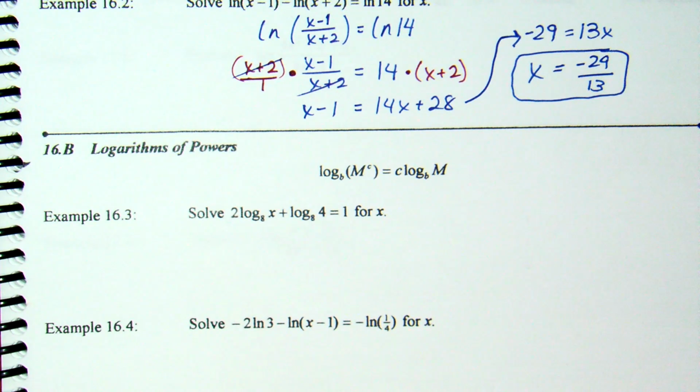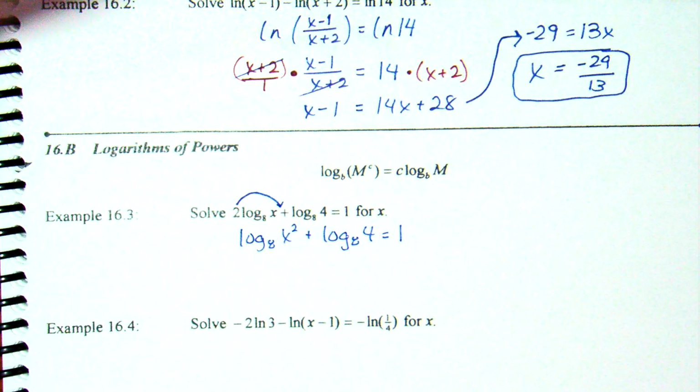Do you put the first one with log base 8 of x to the second? Yeah. You need to move that 2 up into the power first, because the next step is going to be to take those 2 logs that are being added and combine them into 1 log. But you can't combine 2 logs into 1 log if there's coefficients out front. You have to take care of the coefficient first. So move the 2 up into the power. So log base 8 of x squared plus log base 8 of 4 equals 1.